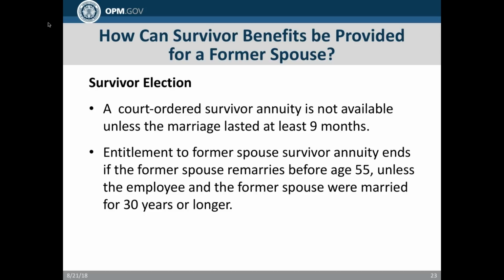So, as we stated, an amended court order cannot terminate a survivor benefit. However, if that former spouse remarries prior to the age of 55 and that retiree were not married longer than 30 years, then that survivor benefit will automatically terminate. And please keep in mind that we will need actual proof. We will need verification of that remarriage by your former spouse, because OPM doesn't have those records, or we don't have access to them.